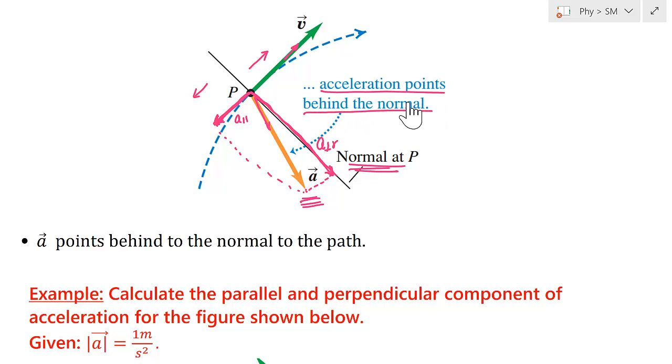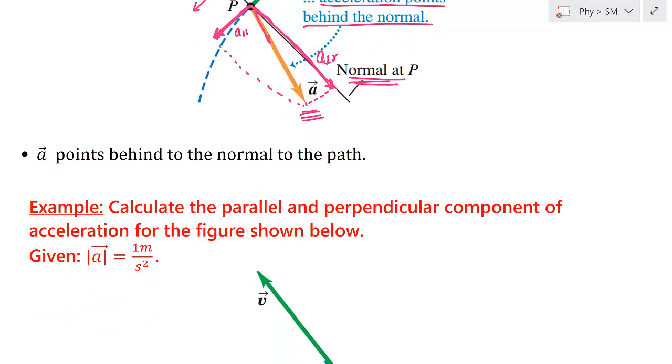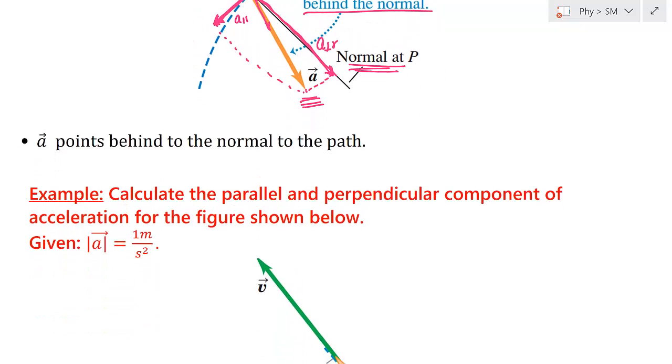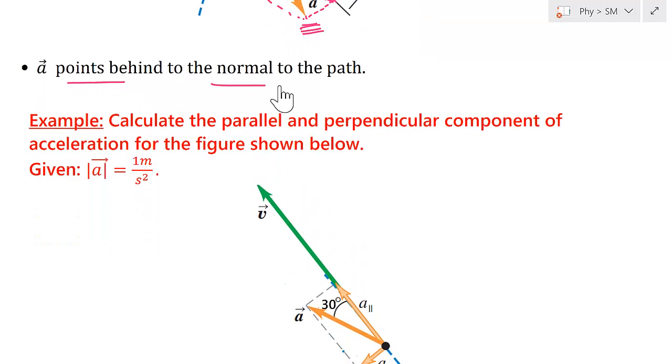So in this case, I can say acceleration points behind the normal. So if your speed is decreasing with time, the acceleration vector is behind the normal vector, that is the normal to the velocity or normal to the path. So I can say A points behind the normal to the path. So we illustrated how you can basically use the idea of tangential component of acceleration and normal component of acceleration to analyze motion on a curved path.